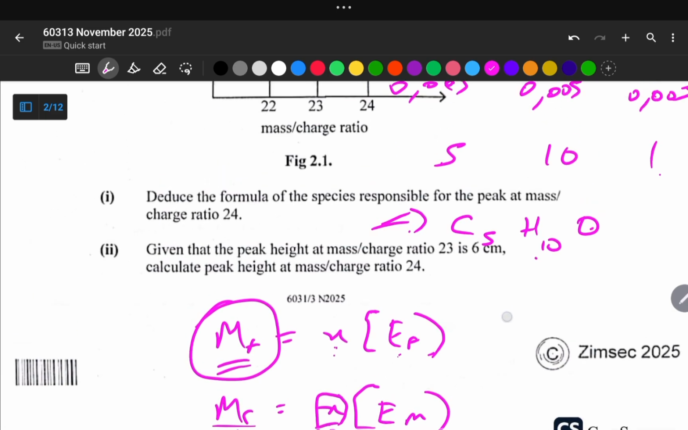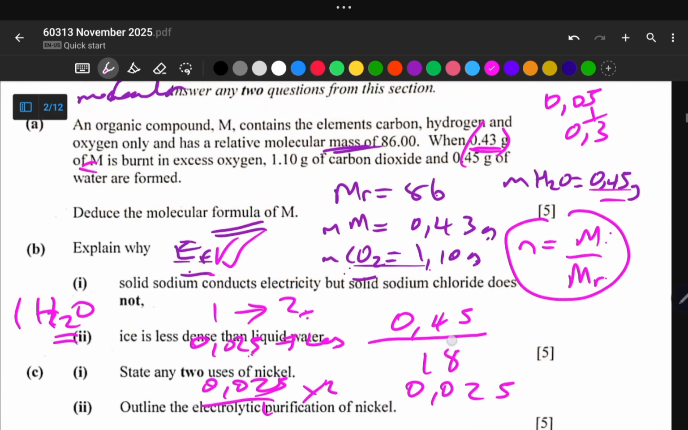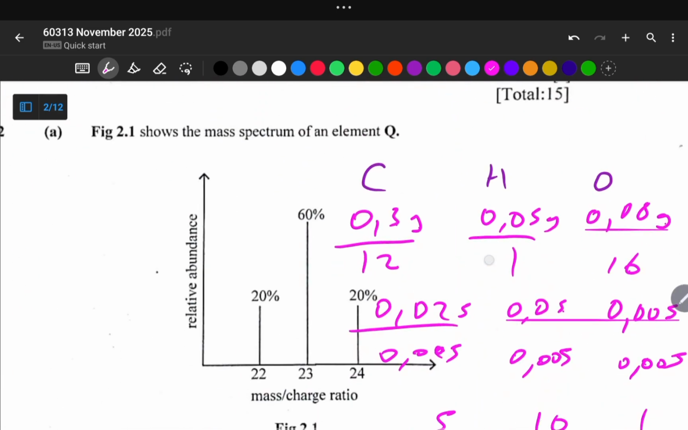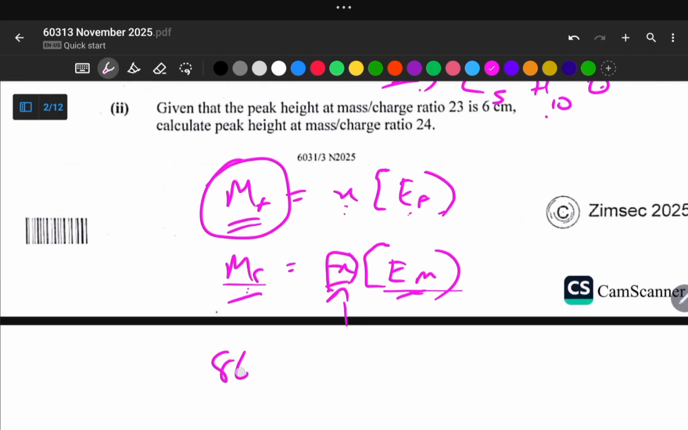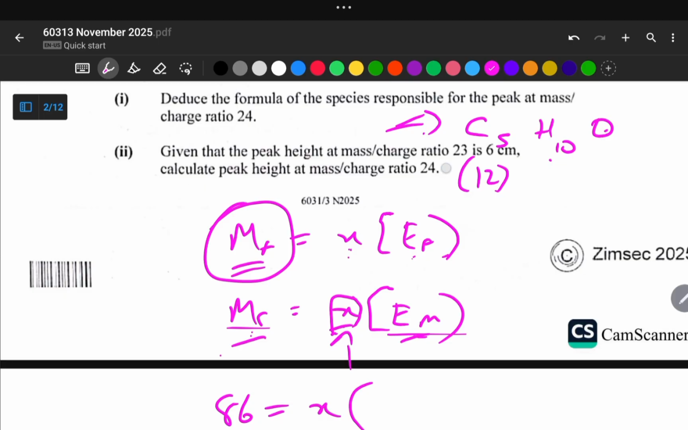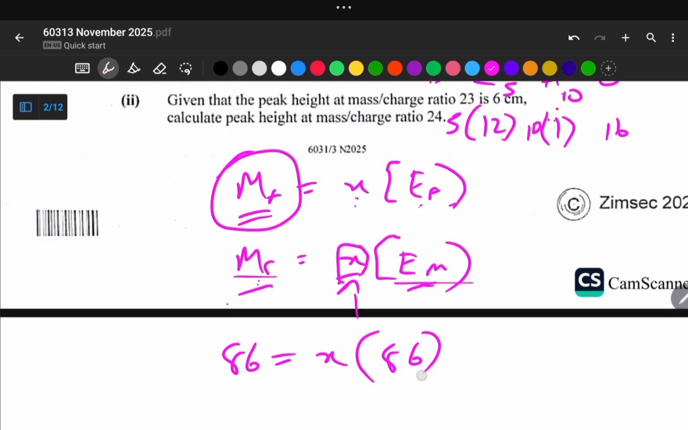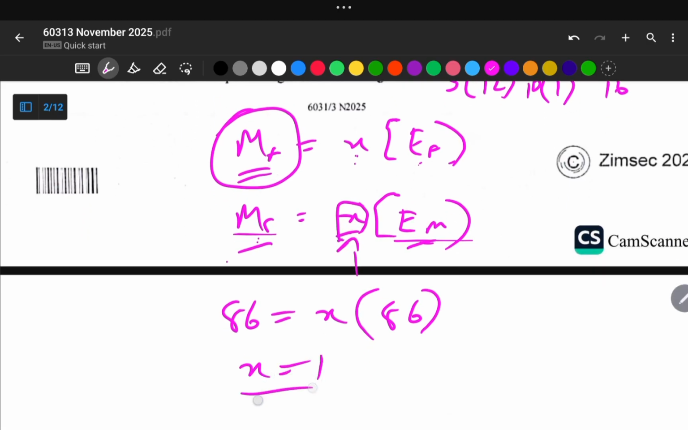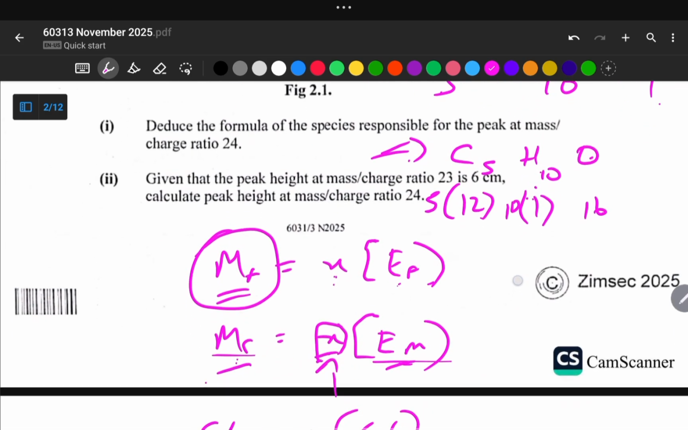So we are given that the molecular mass is equal to 86, right? So we are having 86 being equal to X multiplied by the empirical mass. So here we are having 12 multiplied by 5, and then here we have 1 multiplied by 10, and then here we have 16. So it's 12 by 5 being equal to 60, plus 10, plus 16, being equal to 86, right? So X is equal to 1. So this one is a simple linear equation, right? So X is equal to 1, right? So here we're having this empirical formula, right?